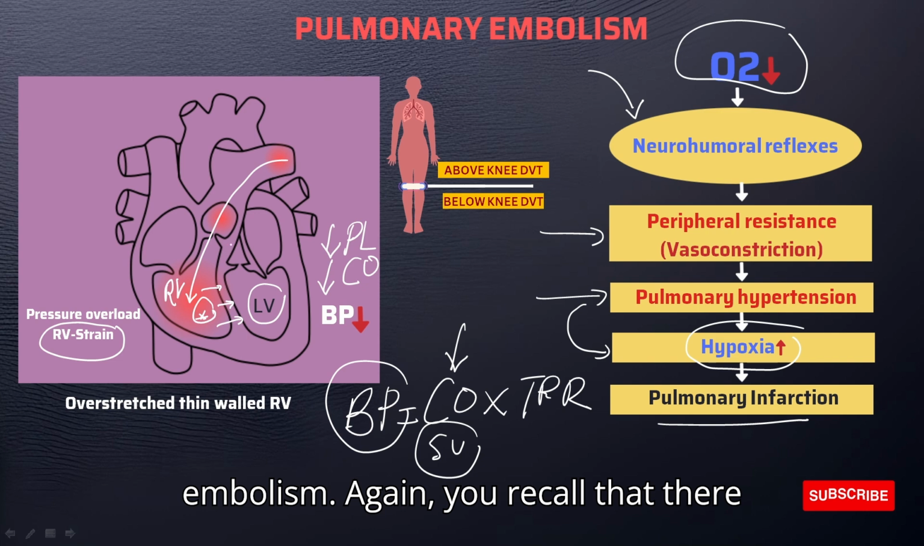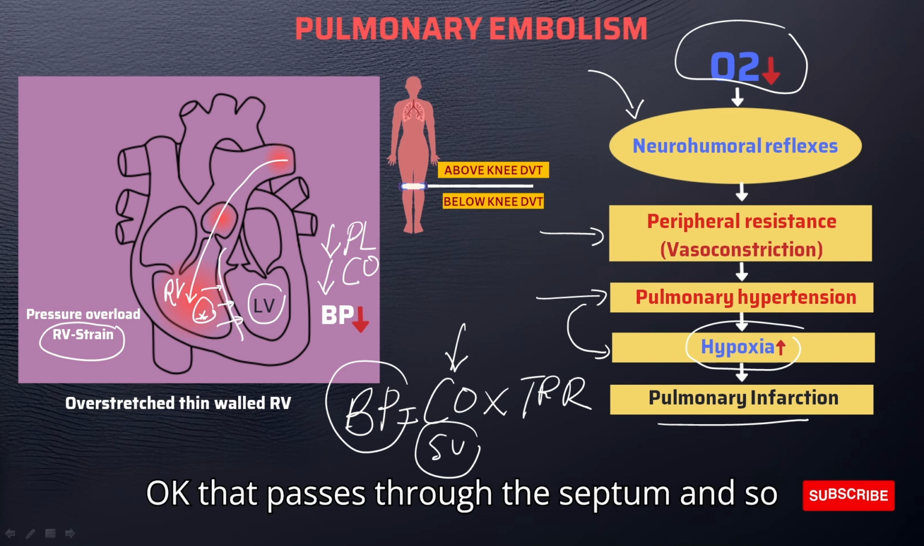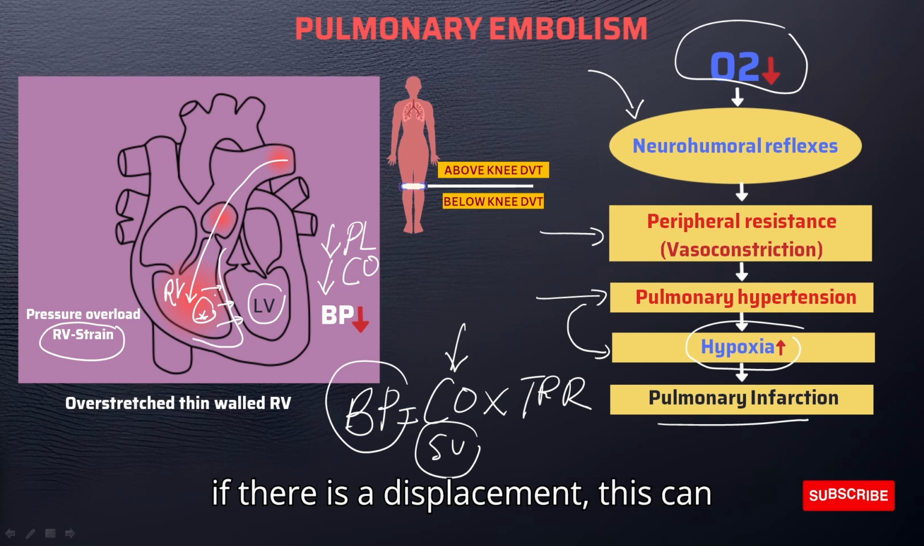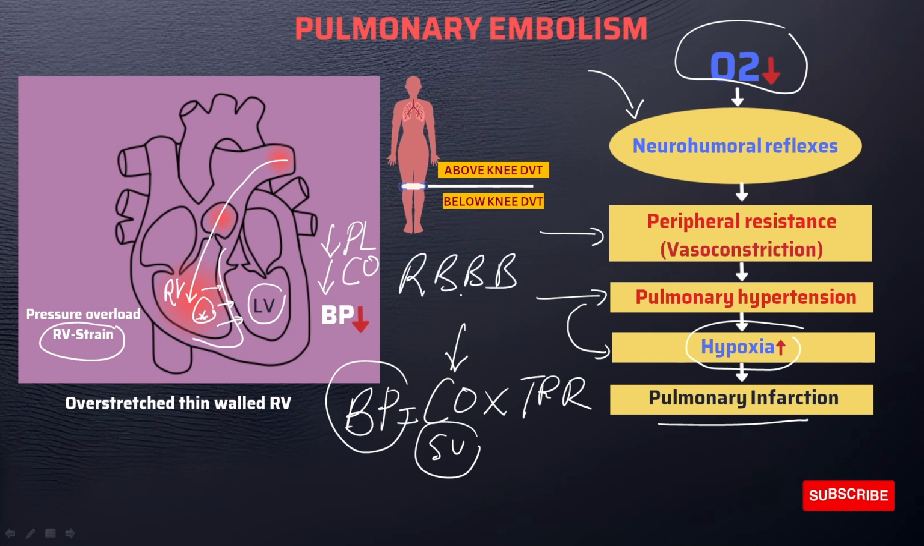Again, you recall that there are certain branches of nerves, okay, that pass through the septum. And so if there is a displacement, this can certainly predispose to a right bundle branch block as well.